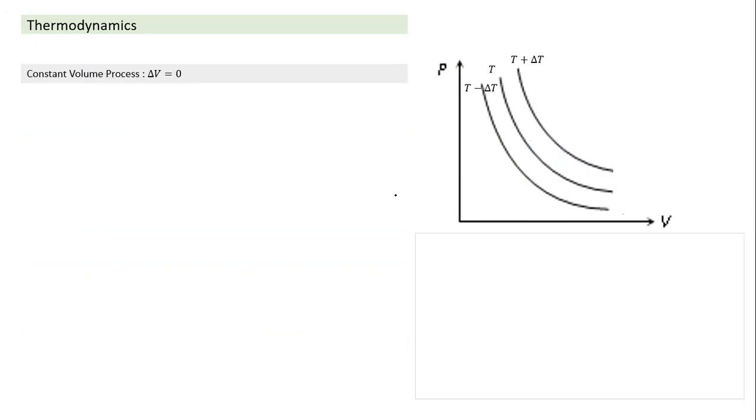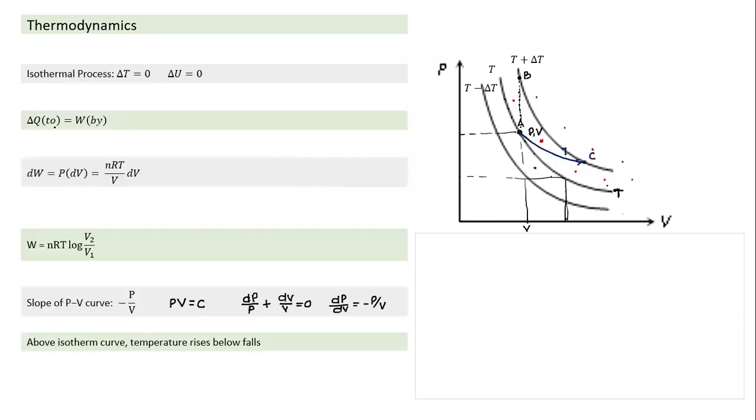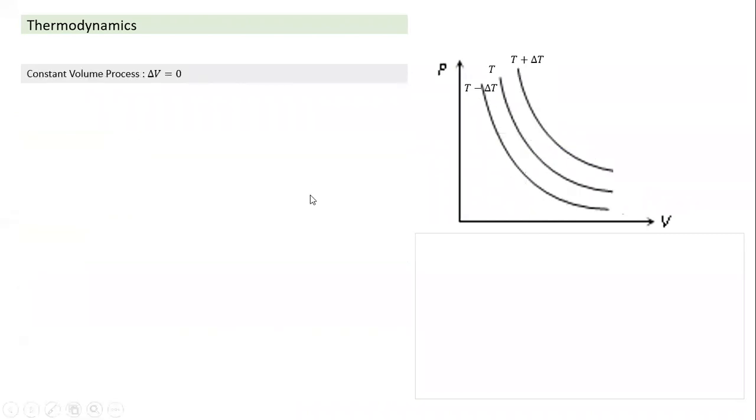Okay, so that is the isothermal process. In an isothermal process, temperature is constant, these two are equal, and this is the work done. No change in internal energy. Let's come to the constant volume process. As the name suggests, in a constant volume process there's no change in volume, delta V is equal to zero.